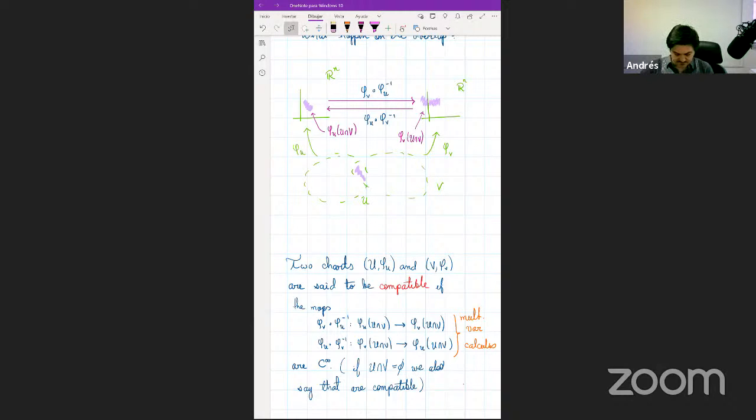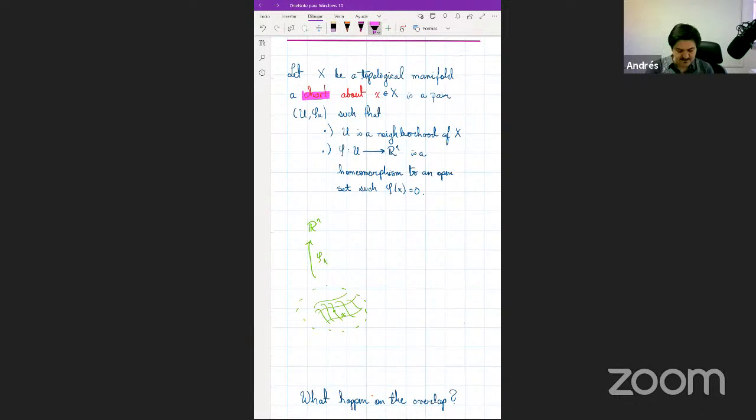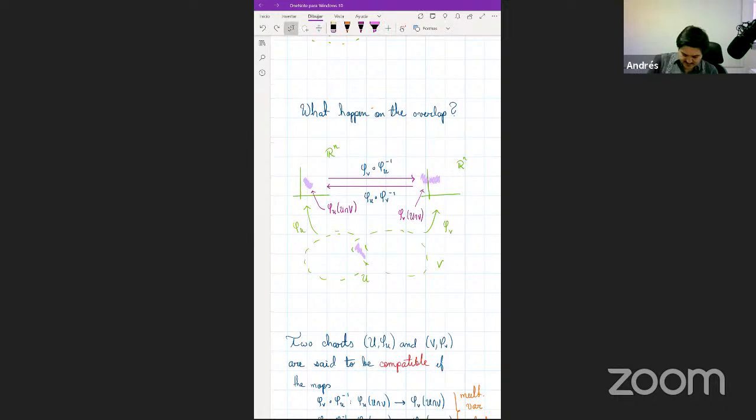So U and V are shards only. And then, for this, I have U, V, shards. Because they are shards, they have these maps. But U and V, they have nothing in common. Only if they overlap, we require this. If they don't overlap, I don't care.